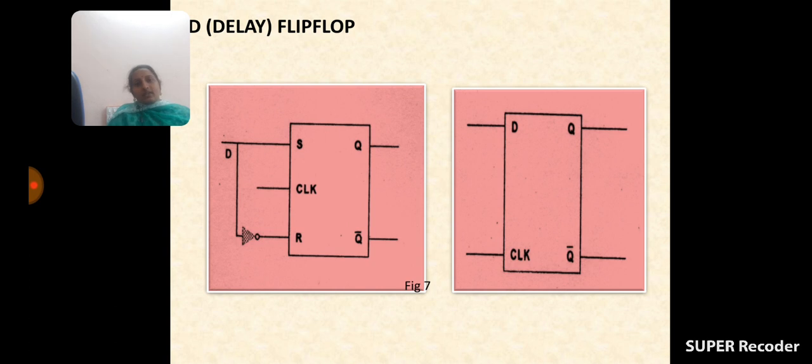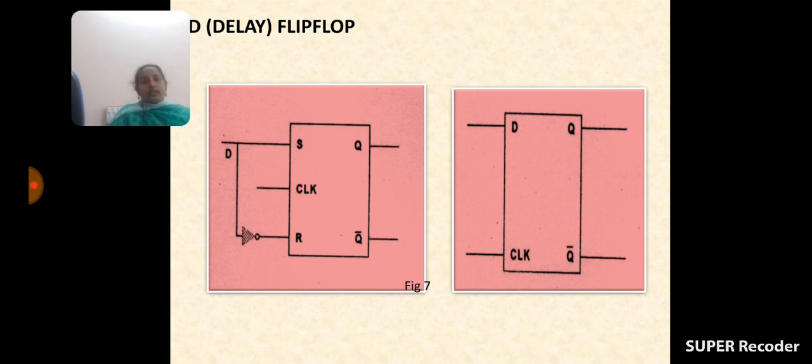No modification is there. D 1 means Q 1, D 0 means Q also 0. That's why this flip-flop is called data flip-flop or delay flip-flop. If D is equal to 1, the same will be produced at the output, but after the application of the clock pulse only. If I require the output 1 after 5 minutes, after 5 minutes only I apply the clock pulse, then I get the output. Here the output is delayed for some time.